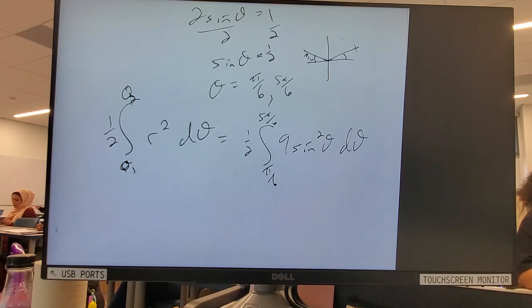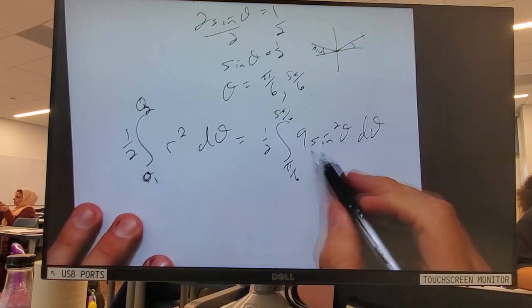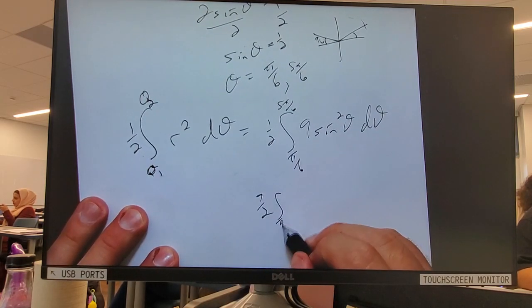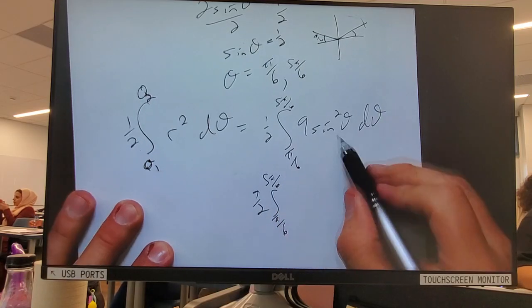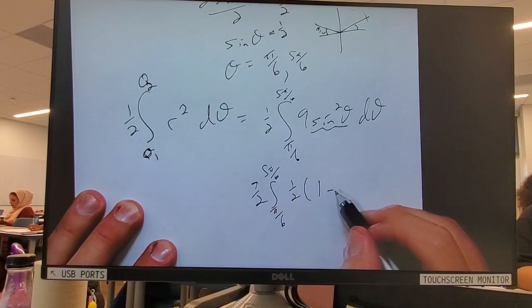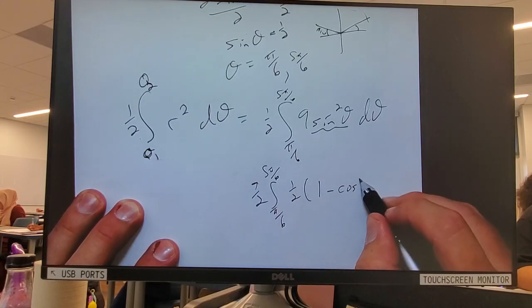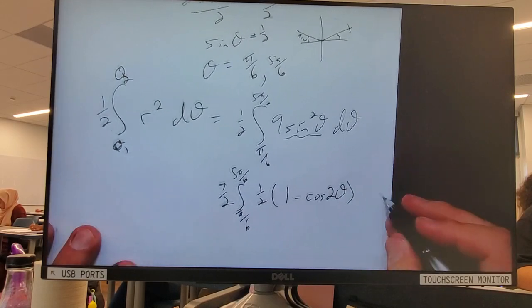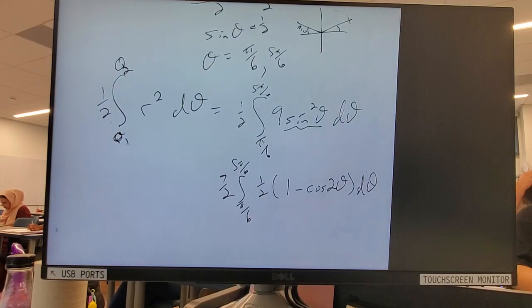You have to use a certain identity. Yeah, exactly. It's related to half angle. It's called power reduction, but it's just the half angle formula reformulated. So I'm going to pull the 9 out. How do I rewrite sine squared? 1 minus cosine 2 theta over 2. That's the whole idea. It's related to half angle, so it's just backwards. Instead of cutting an angle in half, it's a double angle the other way. Okay.